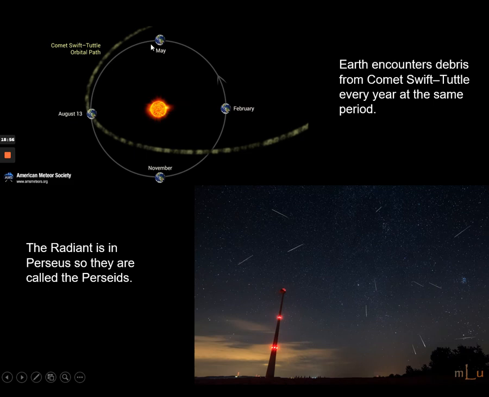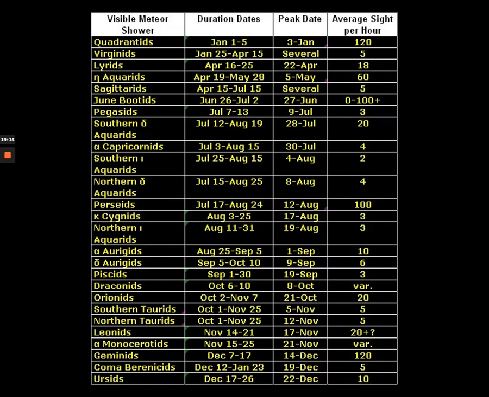Okay, so this is another example of that with Comet Swift-Tuttle, and you can see the path of the comet with all the debris it's left. We can predict exactly when the Earth will pass through it, if it is on the same plane. So on August 13th we would expect very strong meteor showers from Comet Swift-Tuttle, which is around here, and we can predict how many we're going to get. The big ones are the Quadrantids, the Perseids, and down here the Geminids, which are really strong, so you can sit out and see lots of meteors.